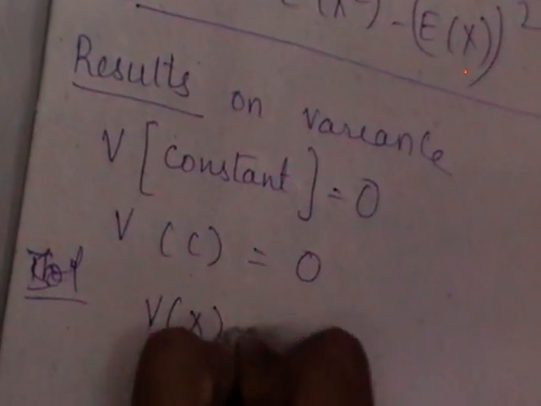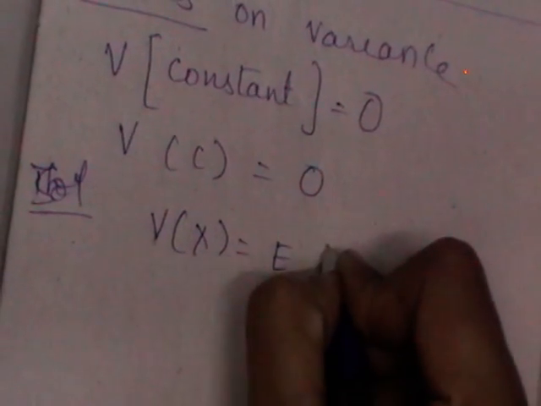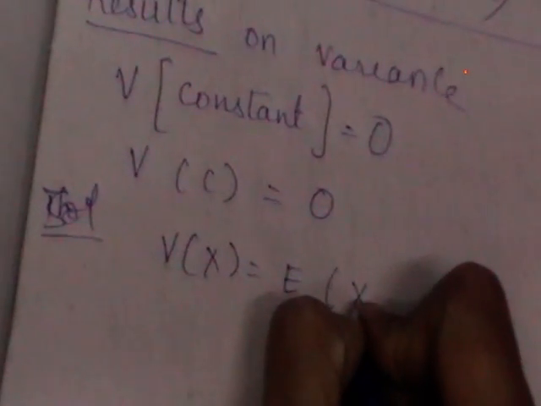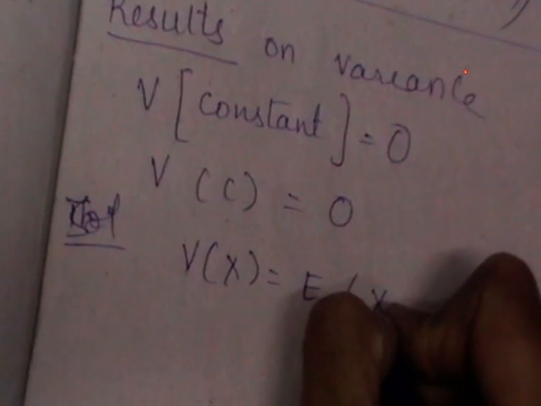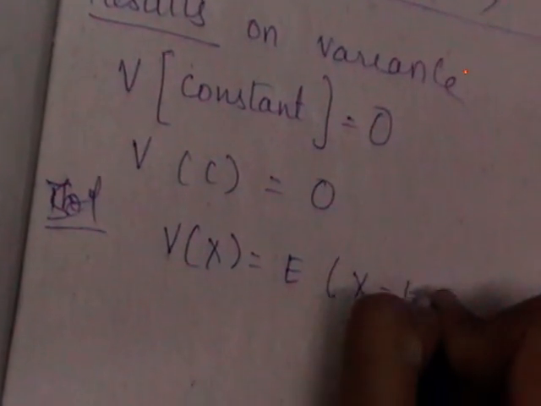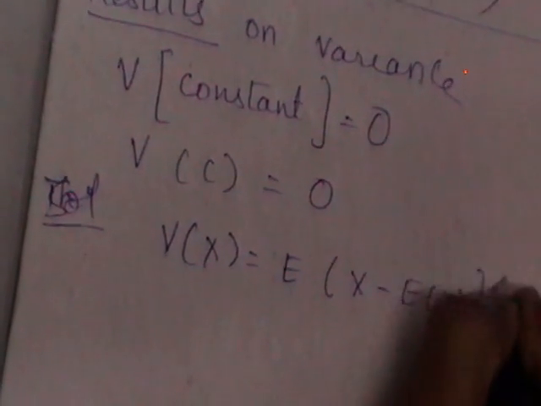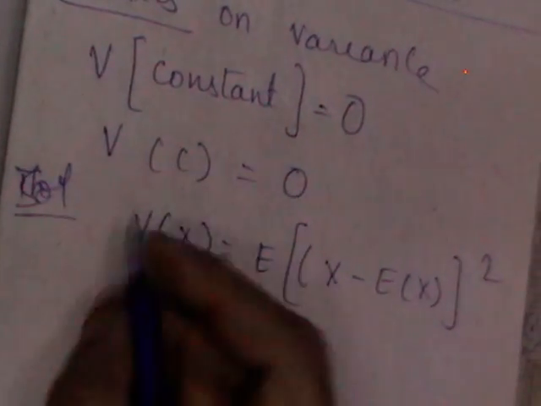What is the formula for V(x)? V(x) is nothing but E[(x − E(x))²]. This is the formula for the variance of x.